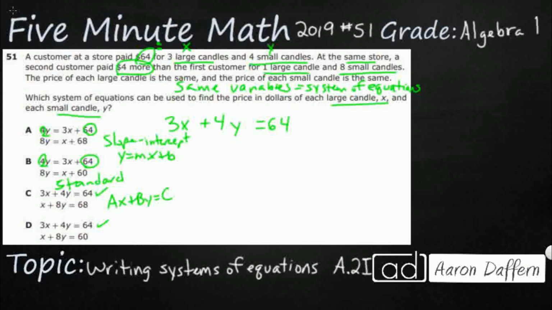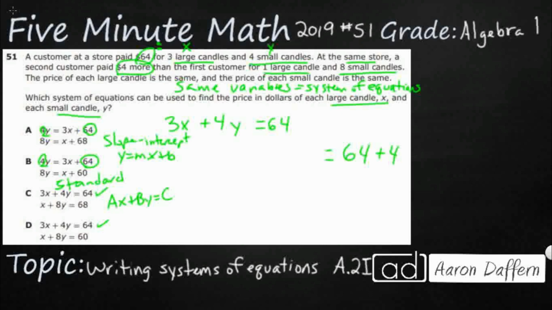Okay, let's check our second one. Same store. The customer paid $4 more than the first customer. Okay. So we've got the first customer 64. We've got 4 more than the first, okay?